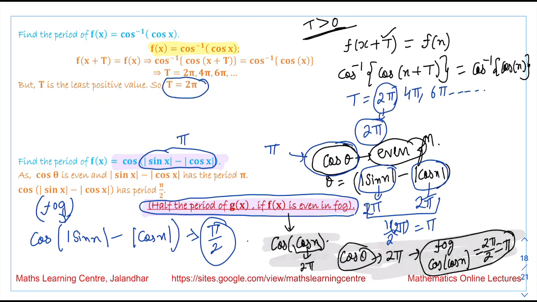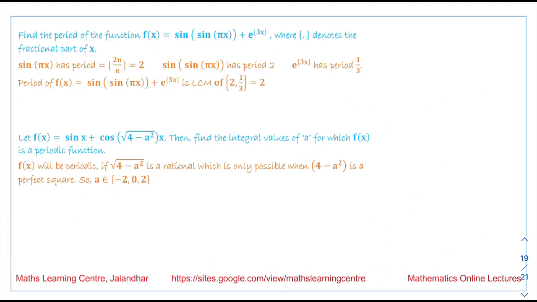Next, find the period of the function. The function given to us is f(x) = sine of pi x plus e raised to the power fractional part of 3x. Now for the function sine of pi x, the period will be the period of sine x, which is 2 pi, divided by pi. So the period of this function is 2.